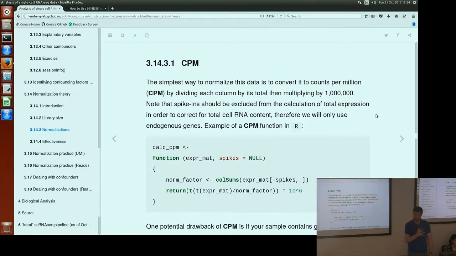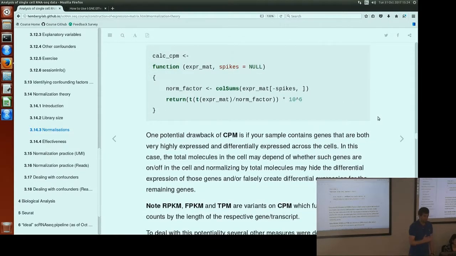And so the spike-in counts would affect that adversely, so we'd want to exclude that. And using the calculateCPM function in scater takes that into account. But if we wanted to do this from scratch, then a calc CPM function like this does it. So you can see in this case, we define normalization factors as the column sums of our expression matrix, having removed any genes that we've identified as spikes.